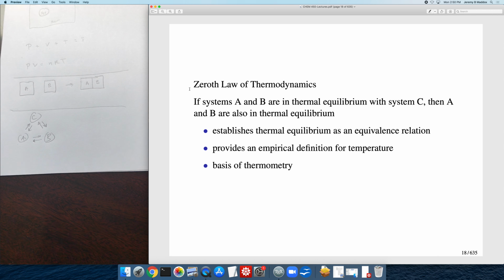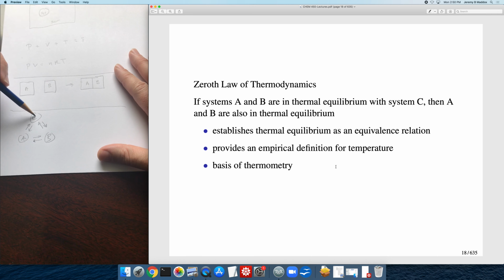What it does is it establishes thermal equilibrium mathematically as a so-called equivalence relationship, and it effectively provides an empirical definition for temperature. That is, the temperature of an object is the variable that you use to determine whether or not it is in thermal equilibrium. Likewise, you can use the idea of thermal equilibrium to define the temperature of an object. In any case, this provides the basis of how thermometry works.